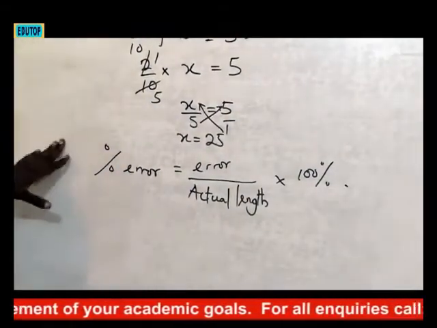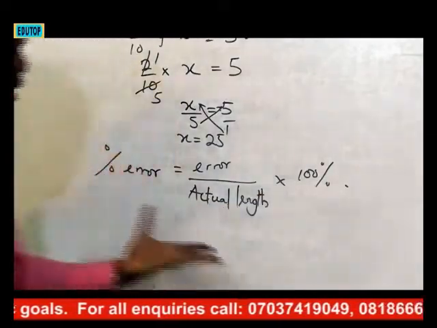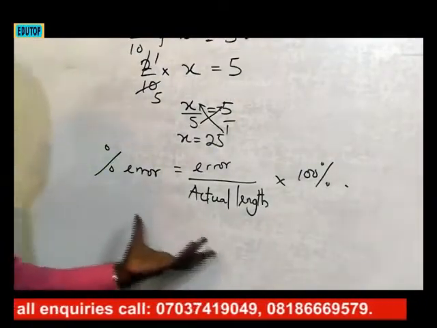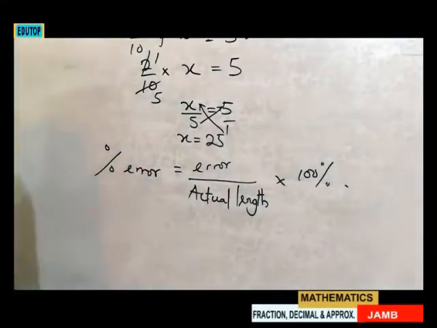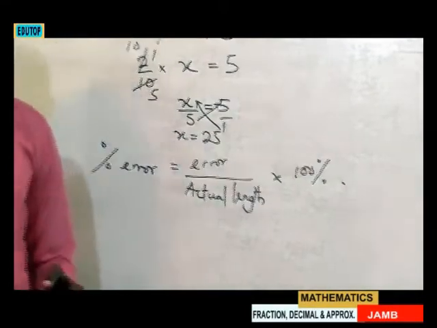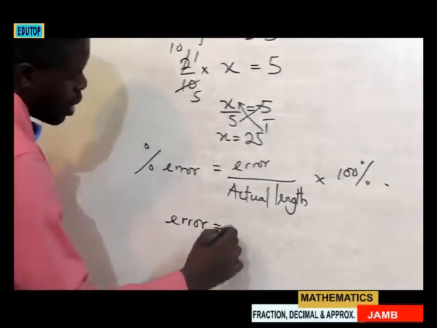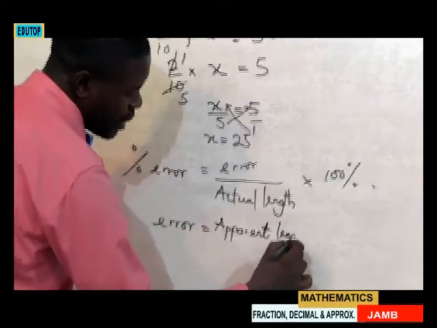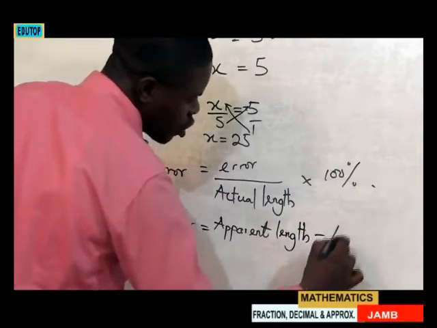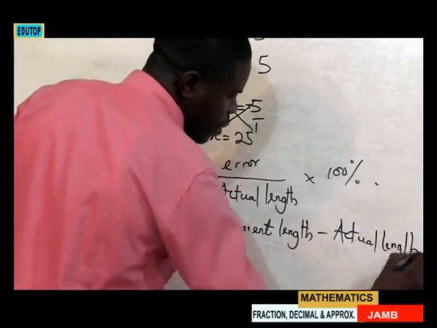So this formula must be recalled when necessary. Percentage error is error over actual length times 100%. This formula is very important, because if you cannot recall it, it is very difficult to answer this question. The question asks us to determine the percentage error. If you look at the question very well, you will discover that the error is equal to the apparent length, that is the assumed length, minus the actual length.